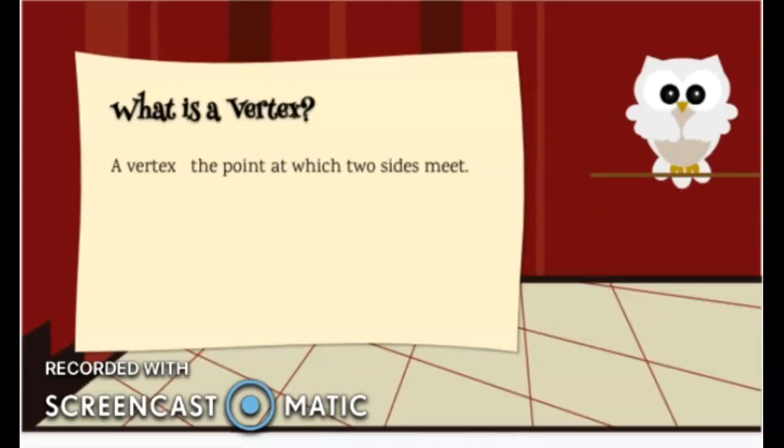Now, the next thing that I want you to think about is, what is a vertex? So a vertex is the point at which two sides meet. So if we're thinking about that three-sided shape, that triangle, we saw that the 2 points, or the 2 lines, go together to a point at the top. We saw that there were 2 lines at the bottom that came together into a point on each side. So a vertex is the point where 2 line segments meet, or 2 sides meet.